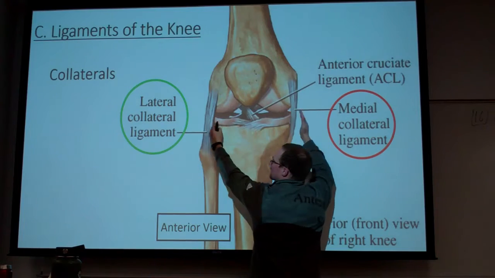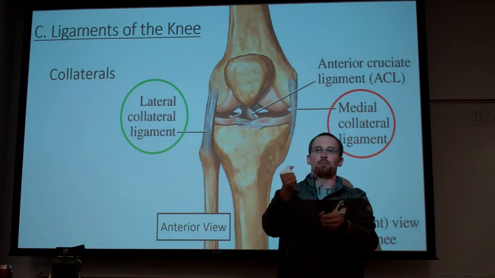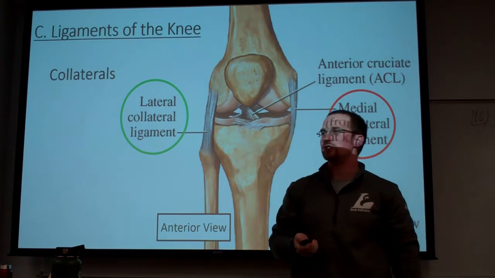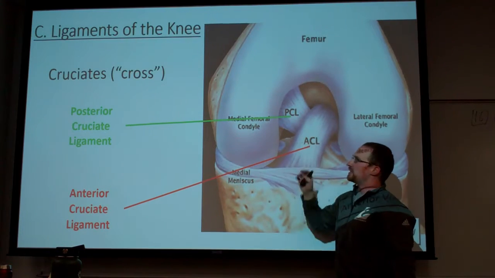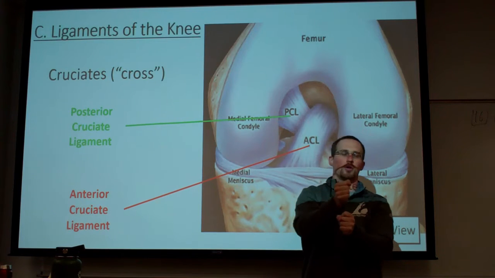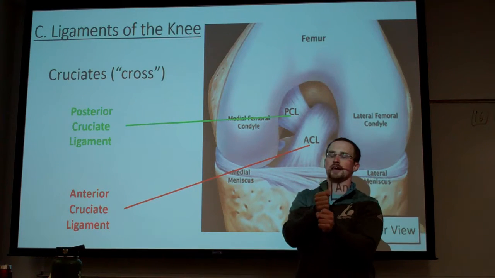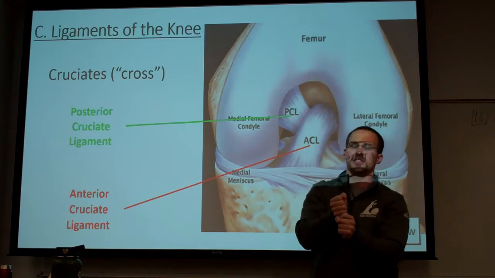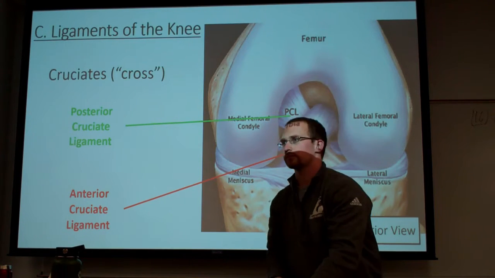So this prevents collateral damage or collateral movement of the knee joint. Versus the cruciate ligaments, they help prevent excessive forward and backward, or anterior-posterior movement of the knee. That occurs in the sagittal plane.